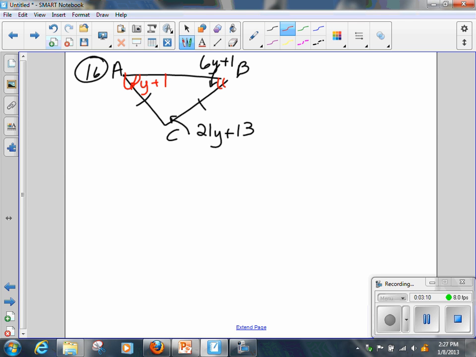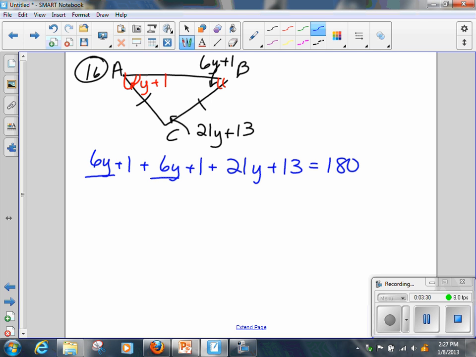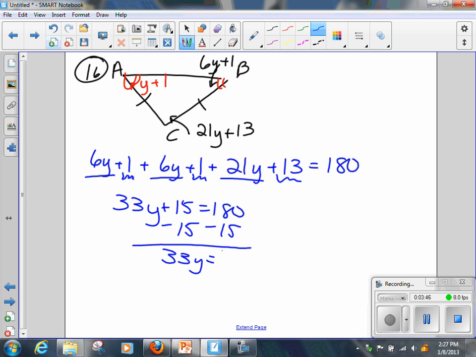All right, so how do I do that, though? You're right, but be more specific. Good. You guys agree with that? Okay, that's the geometry. Now it's just algebra. 6y plus 6y plus 21y is 33y, I think. 1 plus 1 plus 13 is 15. Subtract 15. What's 165 divided by 33? What is it? 5, thank you.